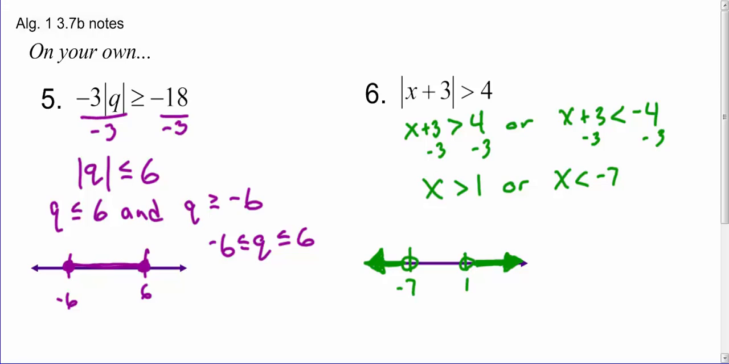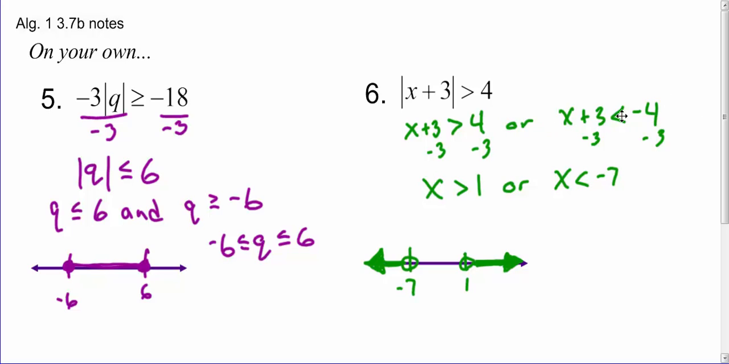One thing I want to highlight here is on the first one, number 5, when we divide by negative 3, just like with any other inequality, you do have to flip that inequality when you divide or multiply by a negative. So it was, absolute value of q is less than or equal to 6. And then we could set up the inequalities from there. You can see the graph. This one was a little more straightforward.